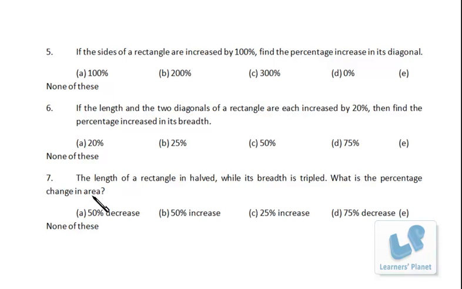Okay. Now the length of a rectangle is halved while its breadth is tripled. What is the percentage change in area? Now just try to visualize. Initially the area is 10 into 10, 100. Now length is halved, that means the new length is 5, and breadth is tripled, that means the new breadth is 30. So 30 into 5, 150. Initially the area was 100, now the area is 150. So what is the percentage increase? From 100 to 150, it is a 50% increase. Okay. So no paperwork is required at all. I'm sure you are clear with this type of problems.